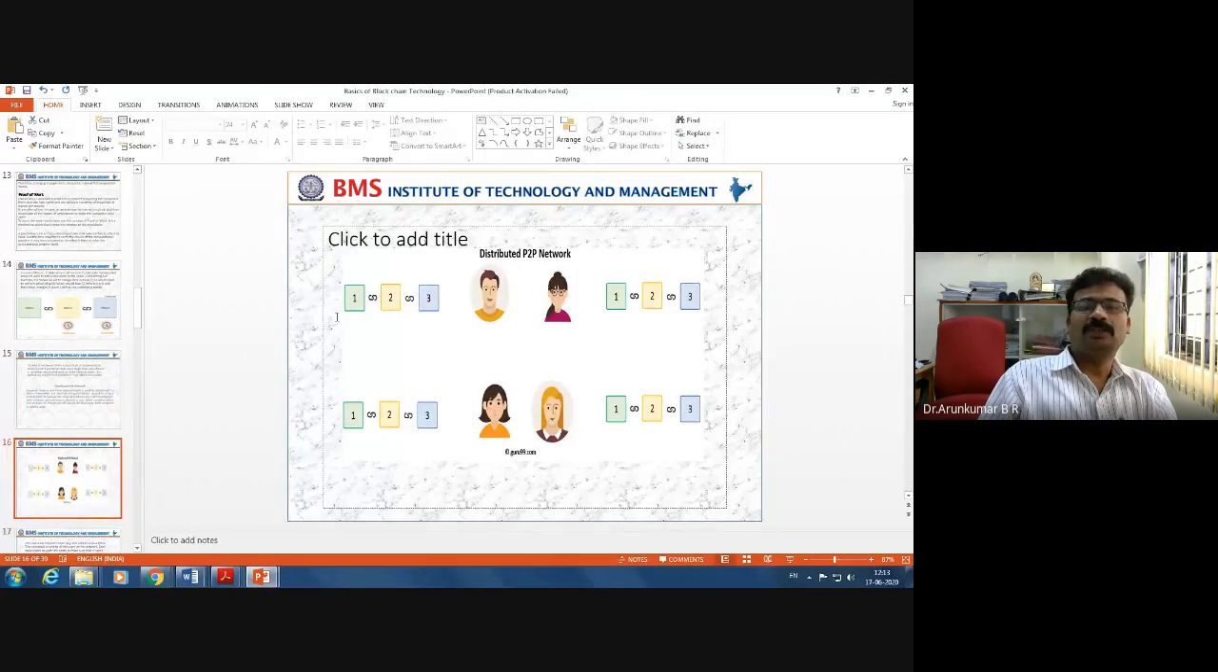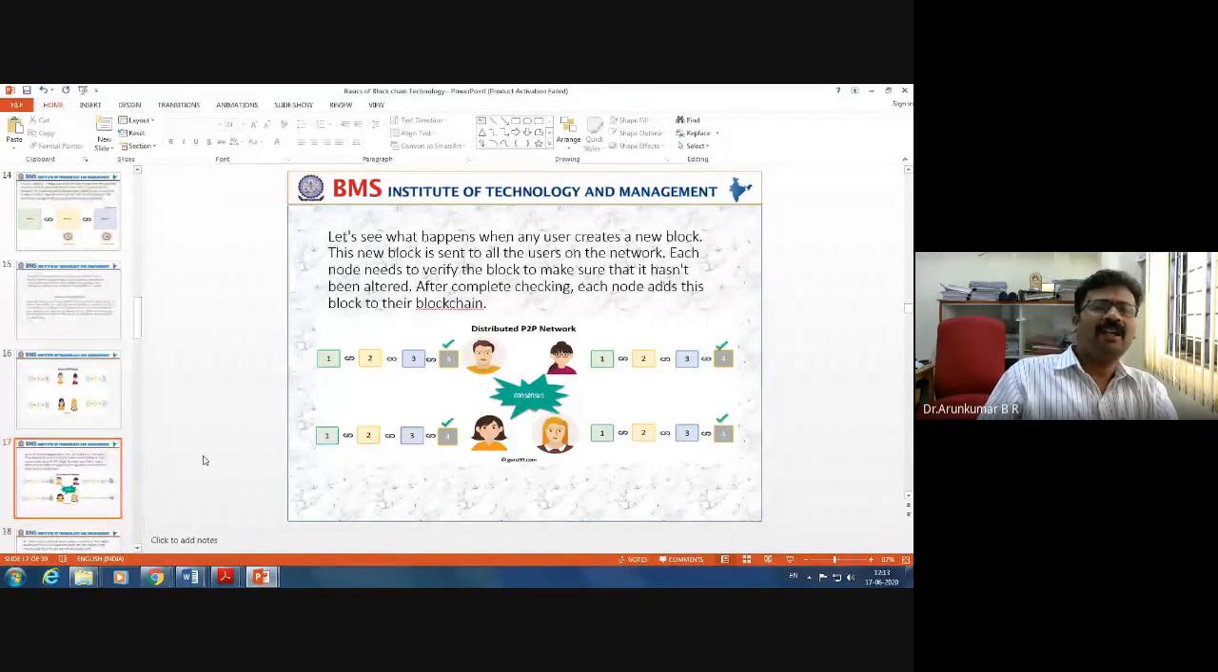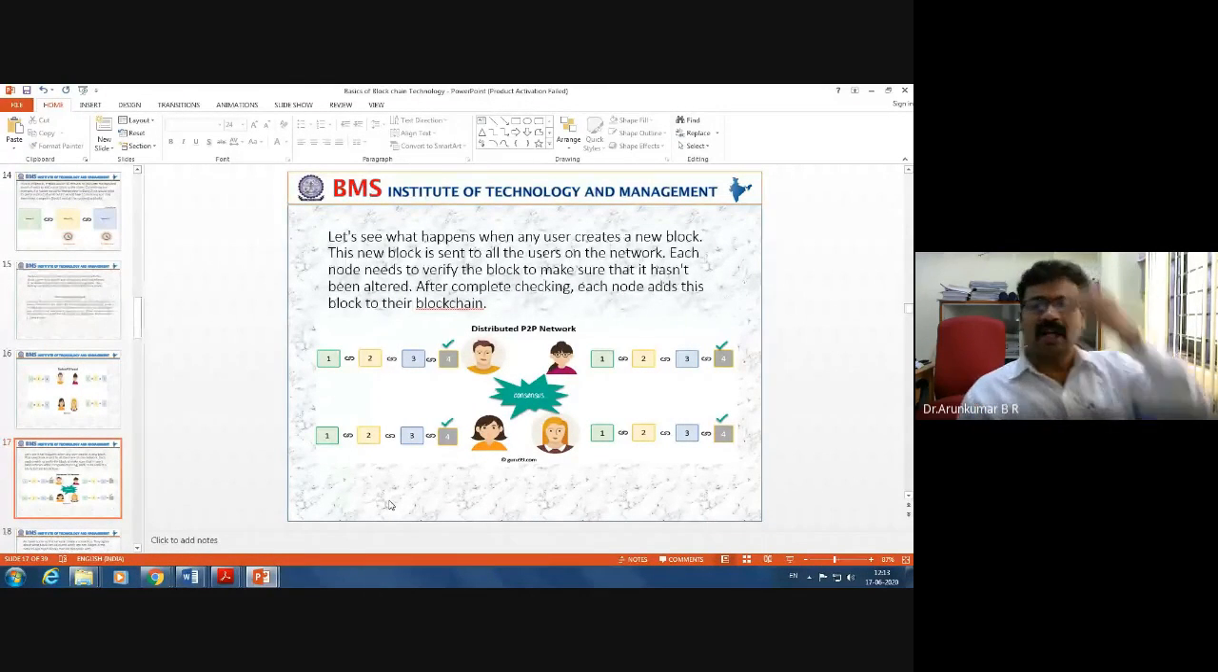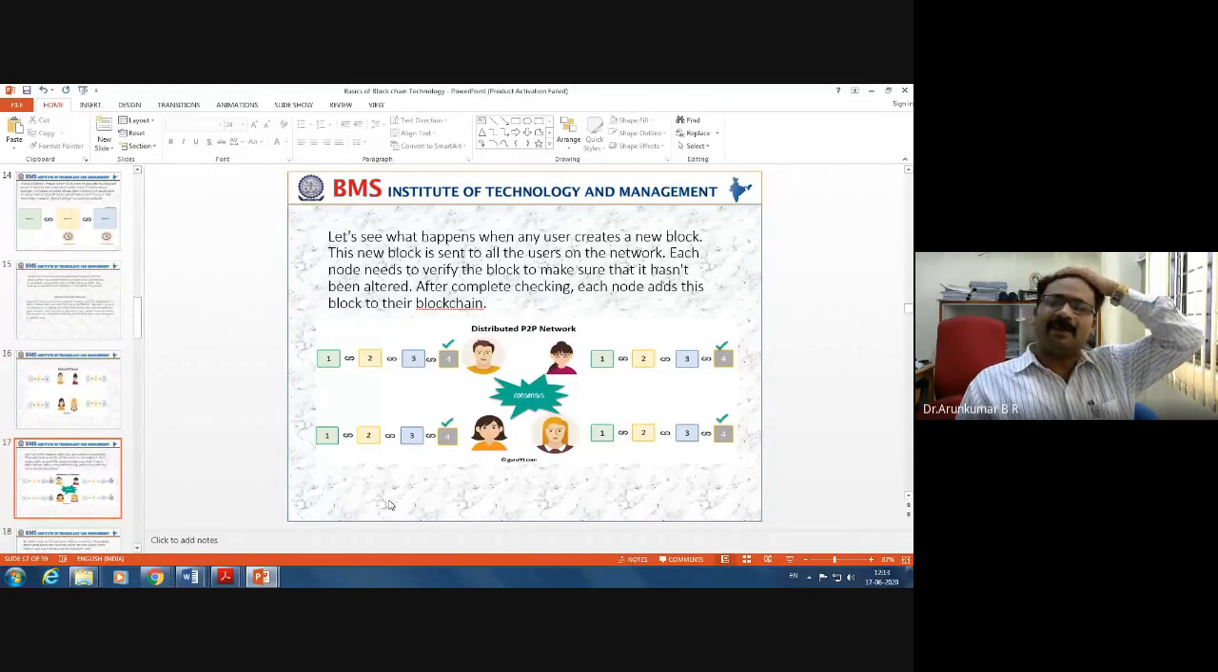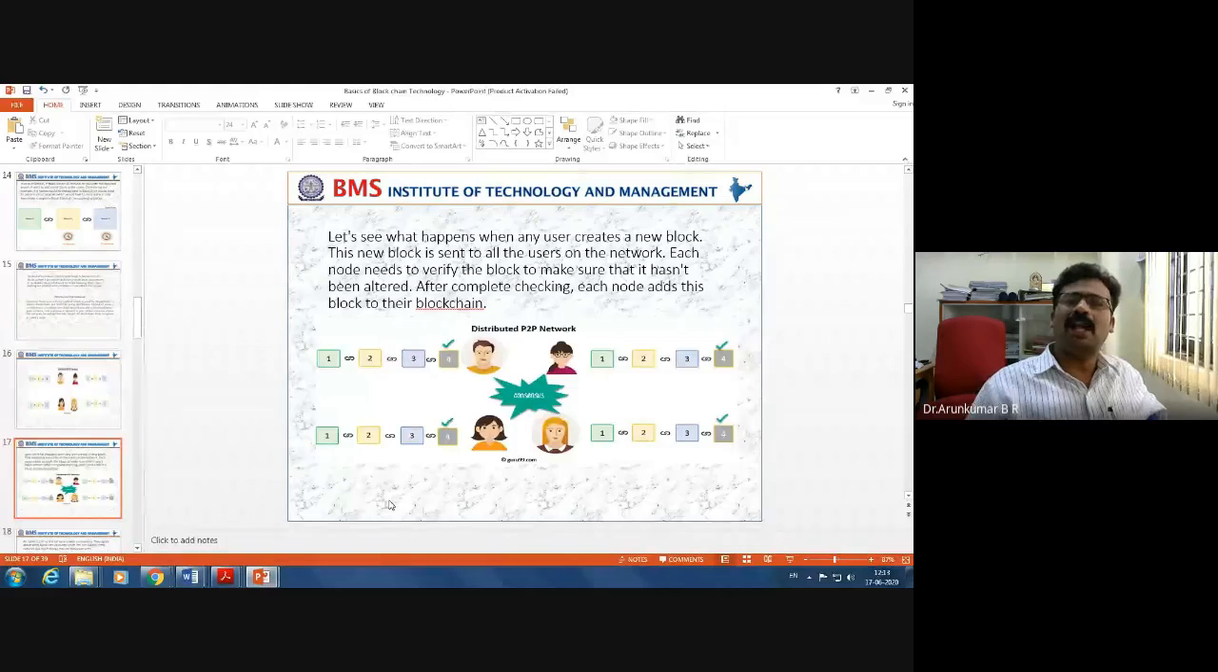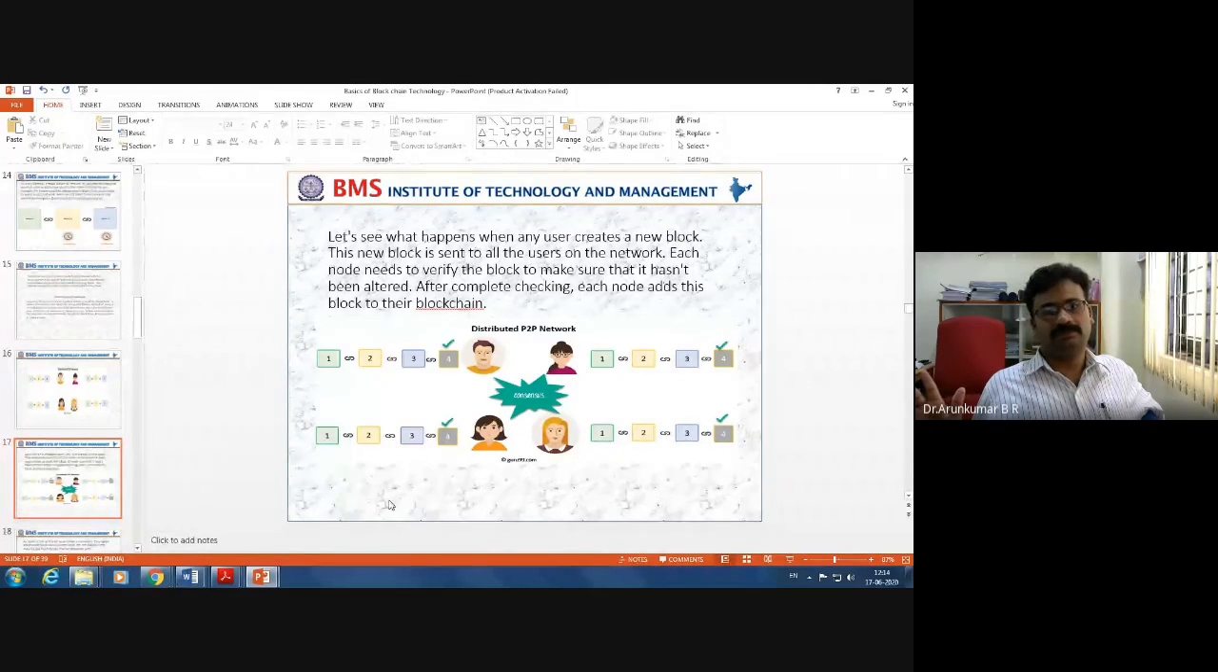See here. 1, 2, 3, distributed peer-to-peer network. Let us see what happens now in a distributed peer network. When a user creates a new block, this new block is sent to all the users on the network. Each node needs to verify the block to make sure that it has not been altered. After complete checking, each node adds this block to their own blockchain. So this is the difference.